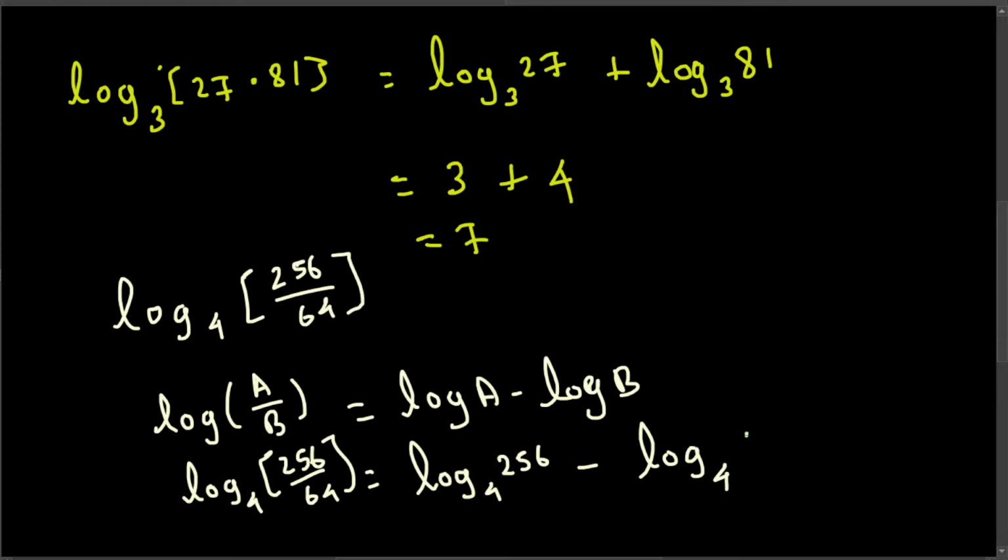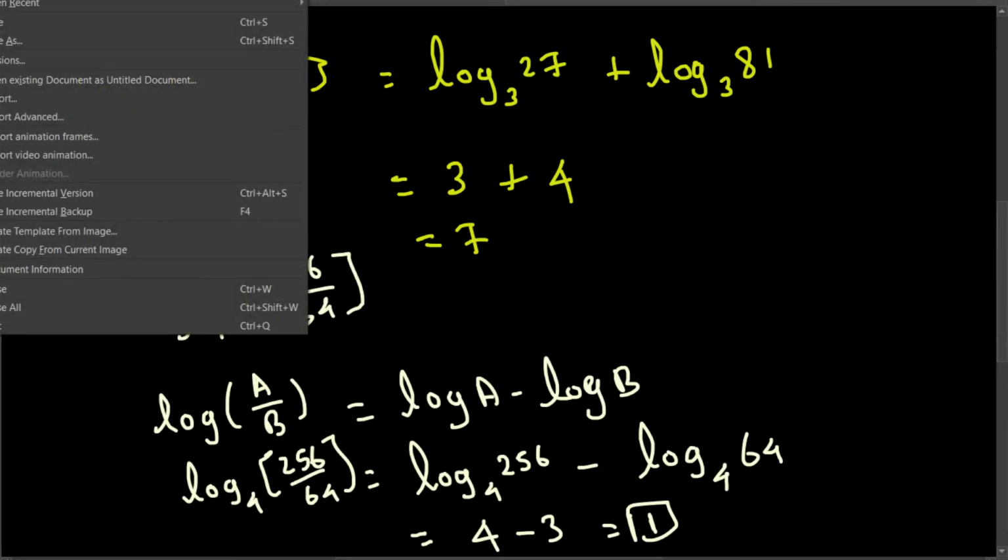log base 4 of 64. Now the next thing we have to see is that 256 is a power of 4. If you calculate, 4 power 4 gives 256, so this is 4, and 4 power 3 gives us 64, so minus 3. Therefore 4 minus 3, that is 1. So the answer for this one is 1. Let's look at some more problems. I'll start another page.